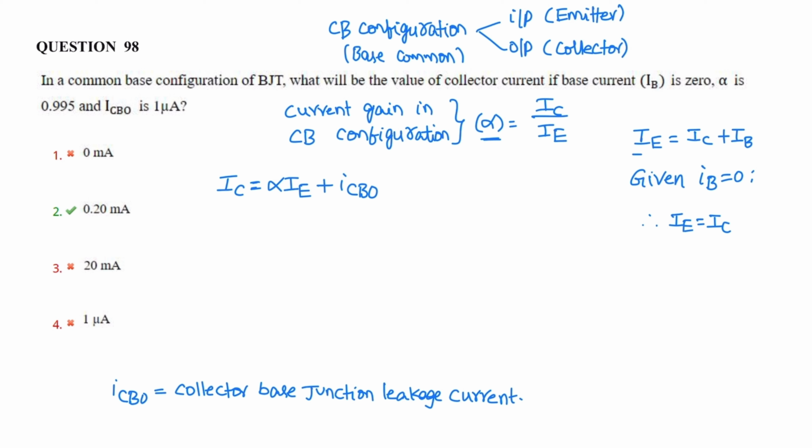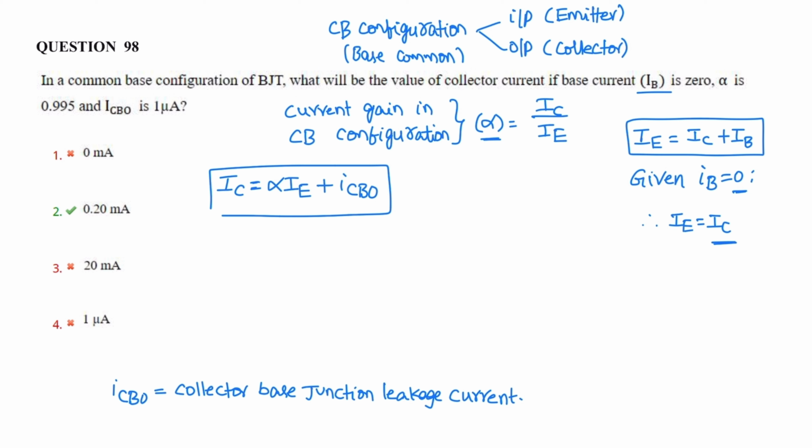We know that emitter current is collector current plus base current. In the question they have given base current as 0. If base current is 0, then emitter current becomes collector current, and the relation is collector current IC equals alpha IE plus ICBO, the collector base junction leakage current. Since base current is 0, IE equals IC. So IC equals alpha IC plus ICBO. So IC times (1 minus alpha) equals ICBO. So the collector base leakage current is 1 microampere.